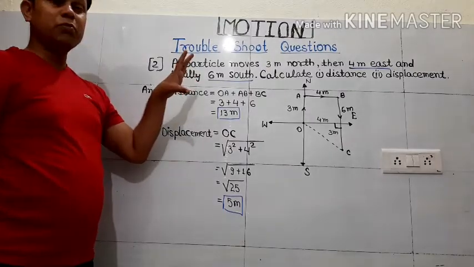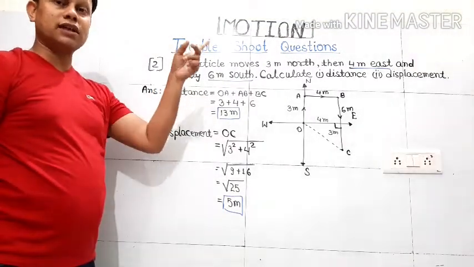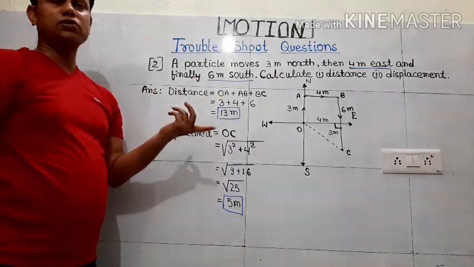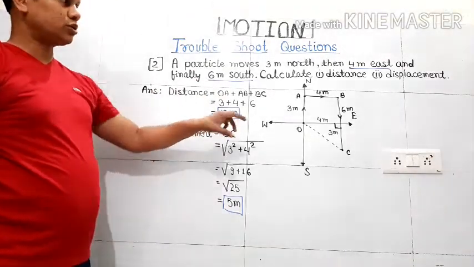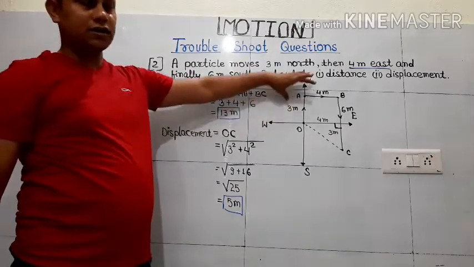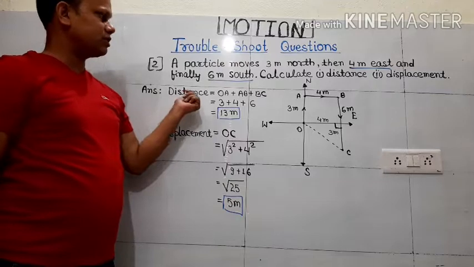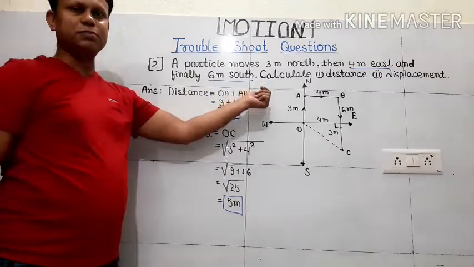So whatever number of parts our total path has, we will just add them and get the total length of the whole path. Suppose the first part is OA, then AB, and then BC. So what will be the value of distance? OA plus AB plus BC.